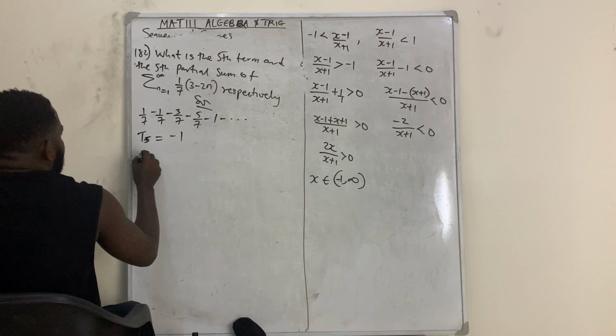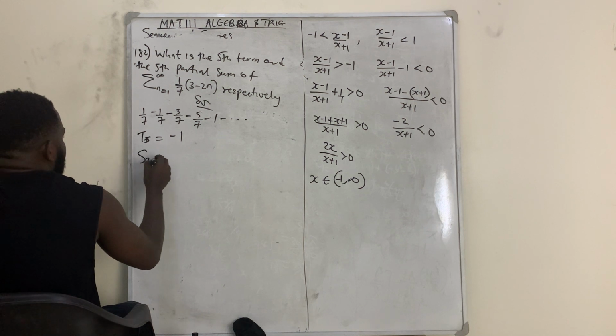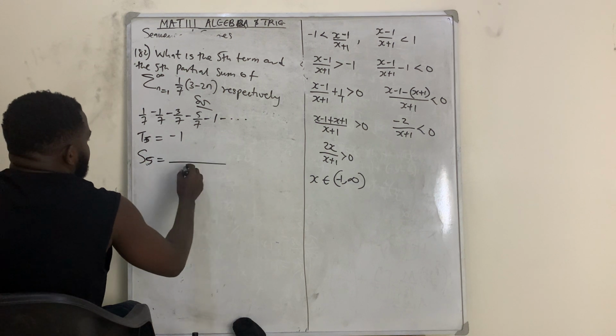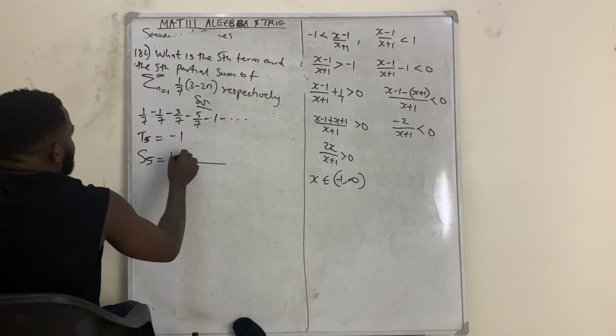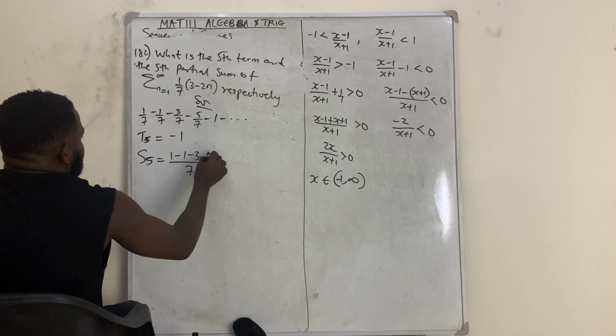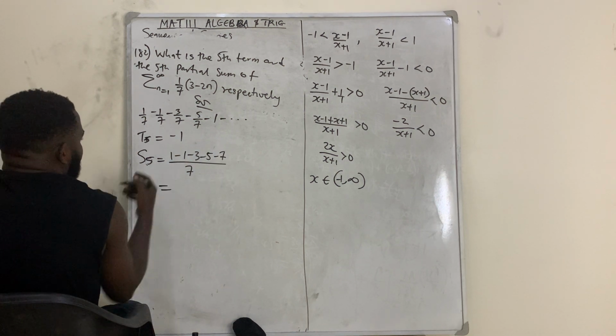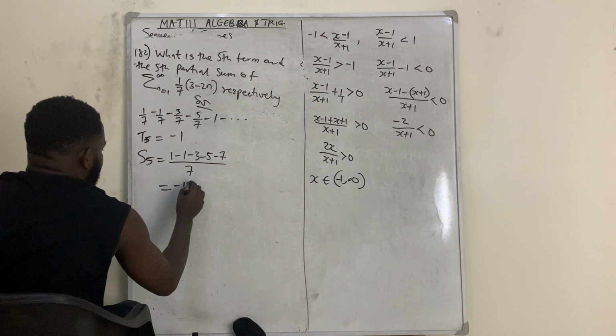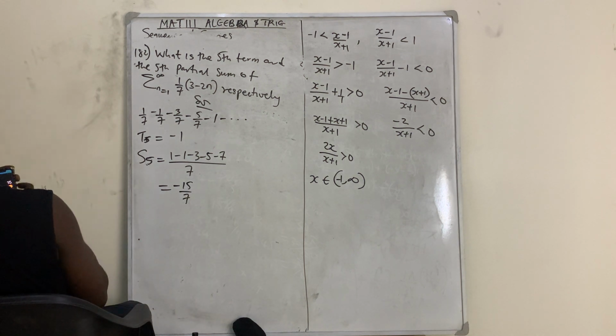And then the sum, if you add these, S5 will be equal to, the LCM there is 7, so I have 1 minus 3 minus 5 minus 7 over 7. So 1 minus 1 is gone. Minus 3 minus 5 minus 7, that is 3 plus 5 plus 7, which is 15. So minus 15 over 7. So that is that for that. Let's check the option there. Yes, minus 1 and minus 15 over 7.